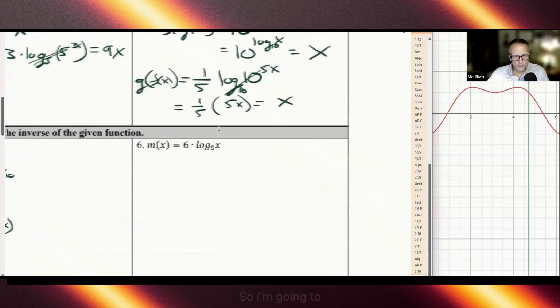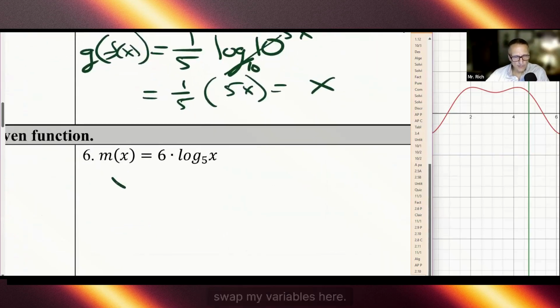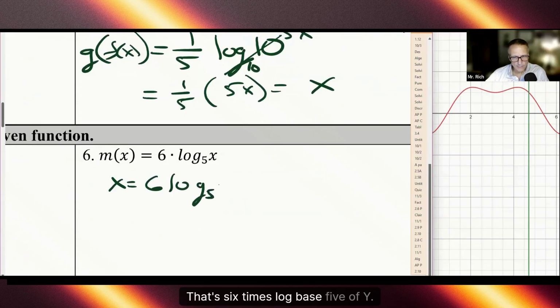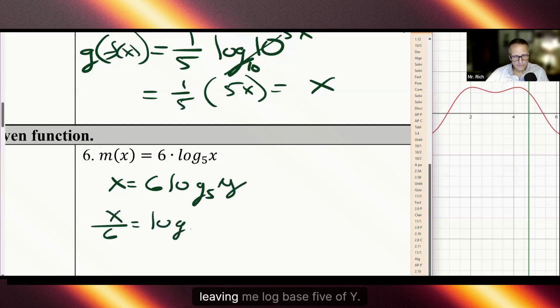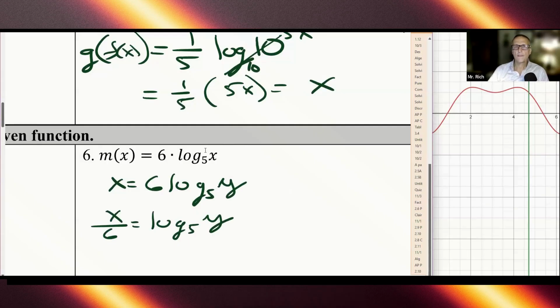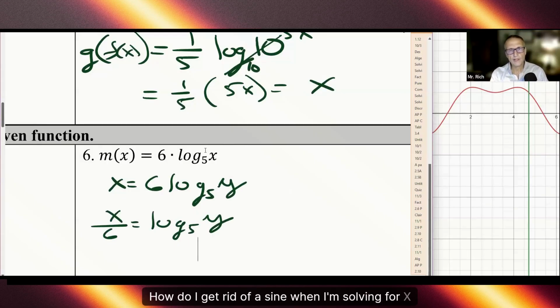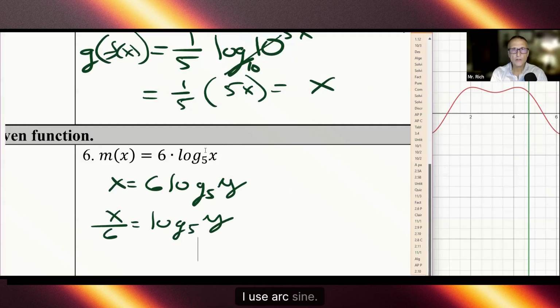So I'm going to swap my variables here. The y becomes an x. That's 6 times log base 5 of y. I will divide both sides by 6, leaving me log base 5 of y. But how do I get rid of a logarithm? Well, it's like we get rid of any function. I apply its inverse function. How do I get rid of a sine when I'm solving for x that's locked inside of a sine? I use arcsine. Well, the inverse of a log is an exponential. So I'm going to raise 5 to the power.